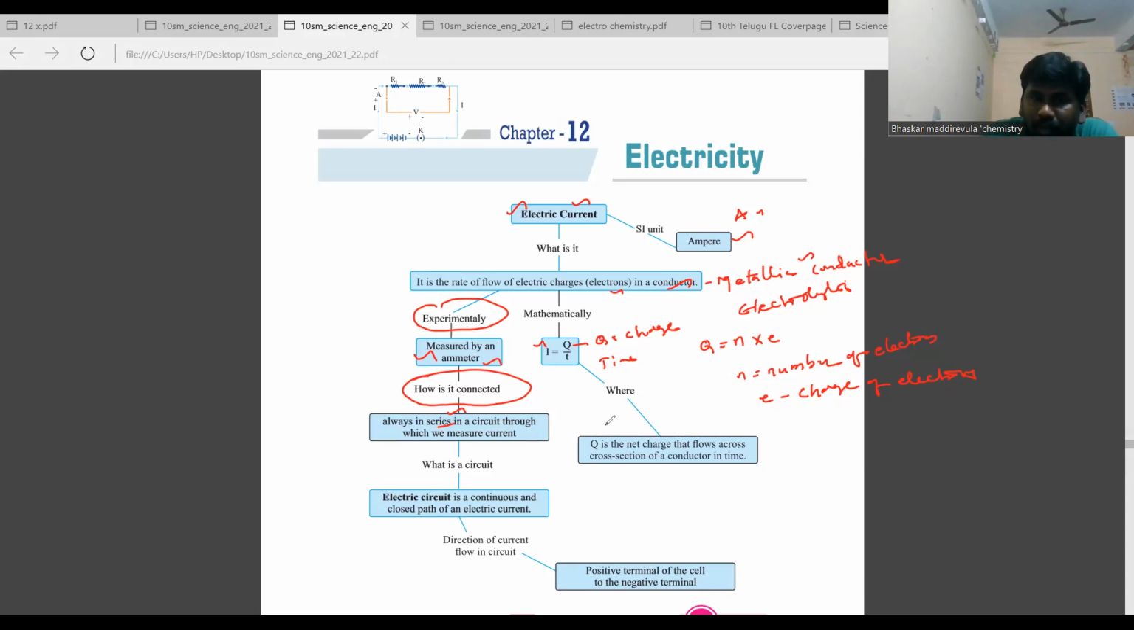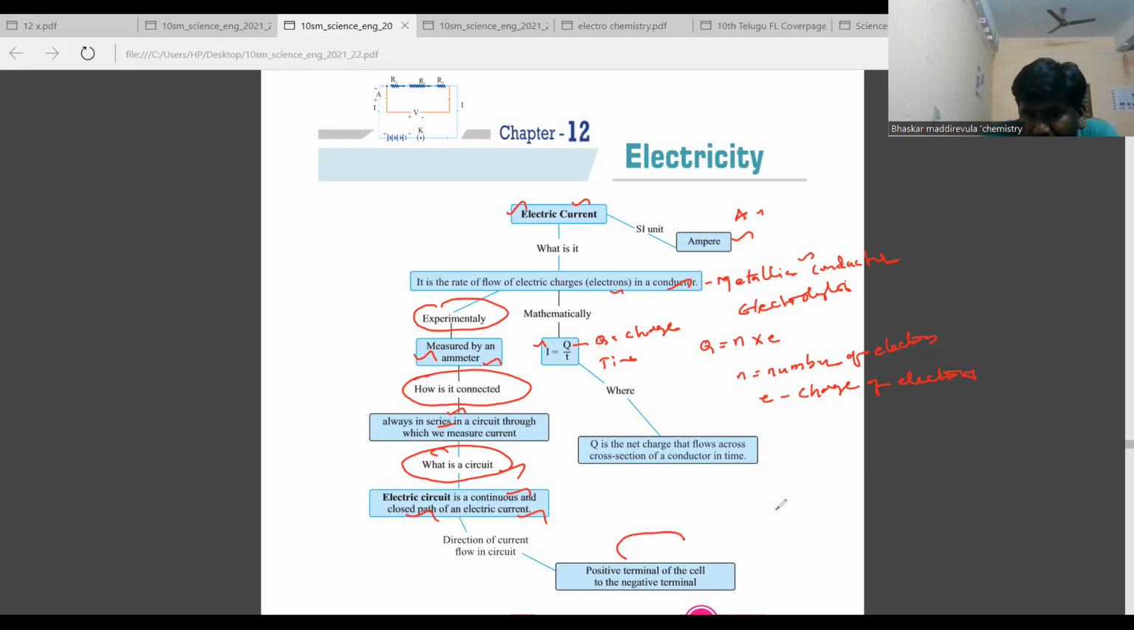Now, next. So what do you mean by an electric circuit? Already we learned that an electric circuit is a continuous and closed path of electric current. Now, in the electric circuit, the direction of current. Suppose you take an electric circuit, I will draw one. In an electric circuit, always the current will move from the positive terminal of the cell to the negative terminal of the cell.